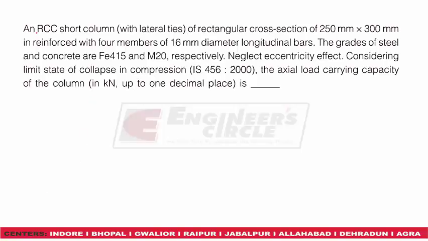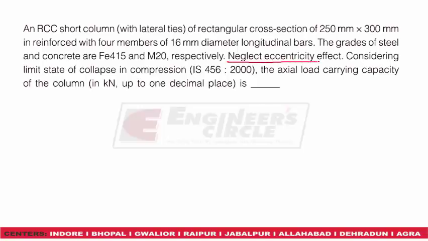The next question is, an RCC short column with lateral ties of rectangular cross section 250 cross 300 is reinforced with 4 members of 16 mm diameter longitudinal bars. The grades of steel and concrete are Fe415 and M20 respectively. Neglect eccentricity effect. Considering limit state of collapse in compression, the axial load carrying capacity of column is.